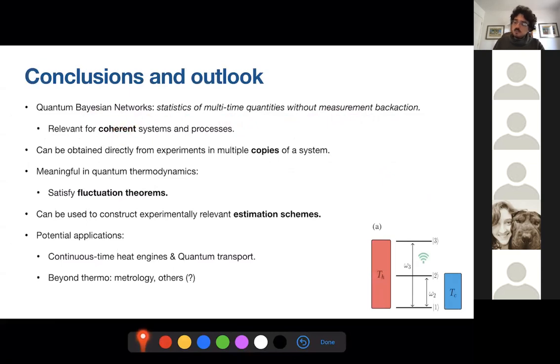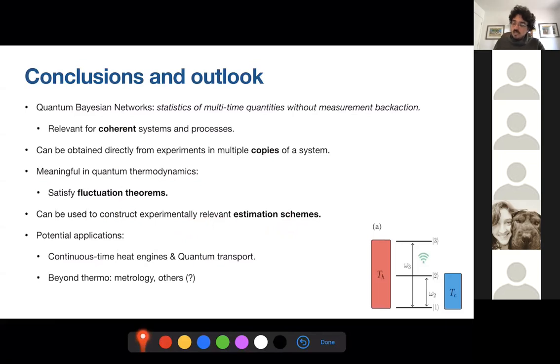Even though they may seem artificial at first, you can actually obtain these QBNs from experiments if you use multiple copies of a system. And they have very nice properties. In particular, I discussed fluctuation theorems and how they can be used to verify fluctuation theorems, a fully quantum fluctuation theorem involving not only thermodynamic quantities such as heat and so on, but also informational quantities such as work and so on. And finally, I discussed how one can use QBNs to construct estimation schemes which are actually relevant for experiments. So to really be able to approximately predict properties from simple experiments.